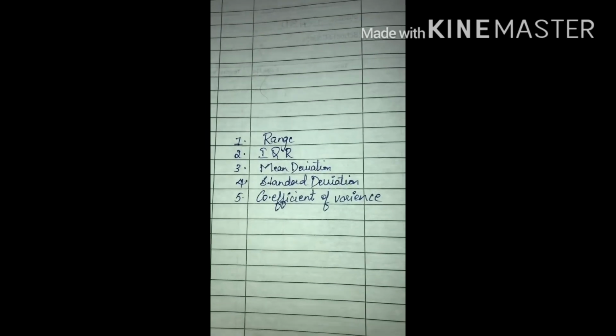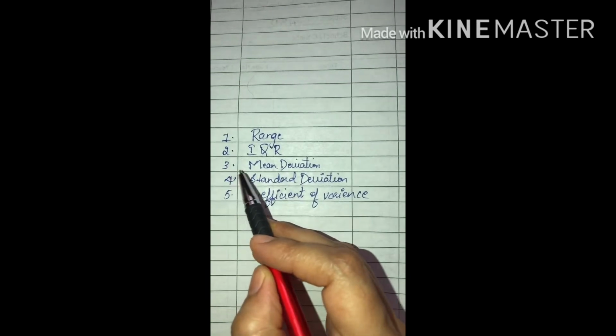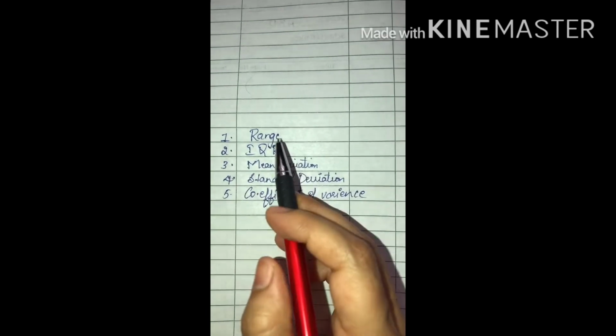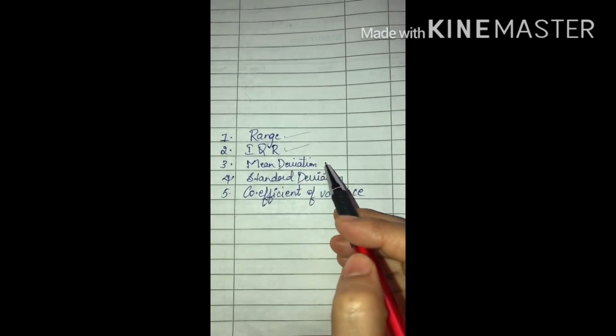Hello guys, today we'll be studying the third method of measures of dispersion, that is mean deviation. We have solved problems under range and interquartile range. Today we'll be starting with mean deviation. Now let's understand the meaning of mean deviation.